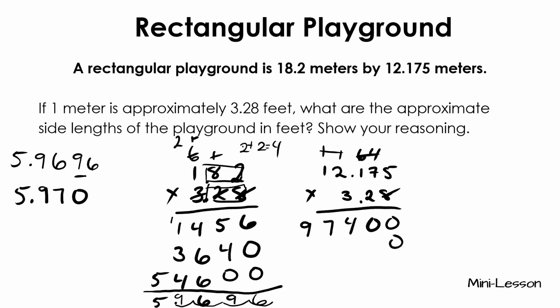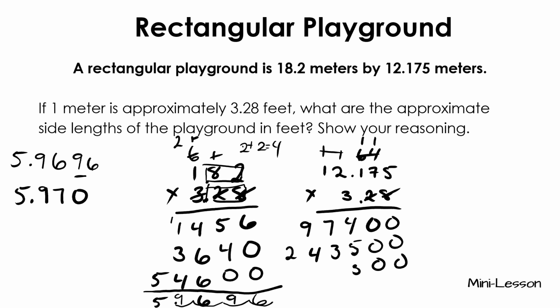2 times 5 is 10, carry our 1. 2 times 7 is 14, plus 1 is 15, carry our 1 again. 2 times 1 is 2, plus 1 is 3. 2 times 2 is 4, and 2 times 1 is 2. And we're done with our 2s. We're on to our 3s. That means we're done here, and we're done here.